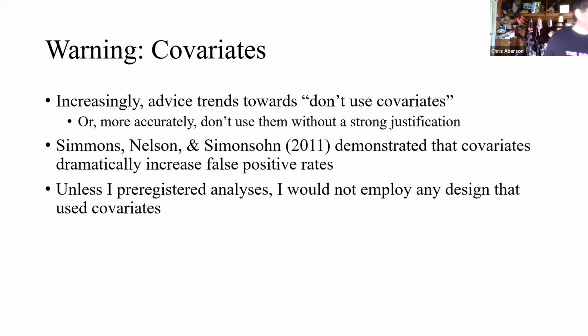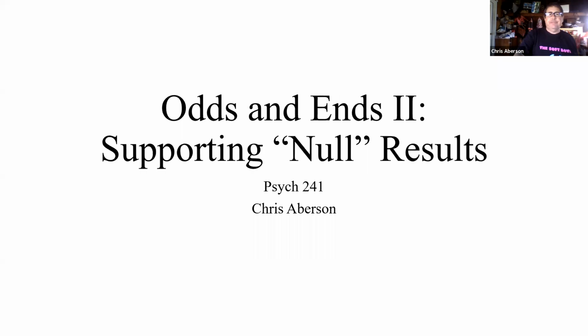So that's really problematic. There are some folks who were trained to use as many covariates as you possibly can, and that's increasingly not the recommendation because of these issues. Unless I have pre-registered an analysis, I'm not going to employ any design that uses covariates. If I do have covariates, it would be something that's entirely exploratory.